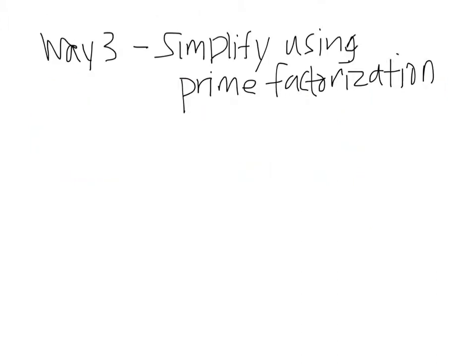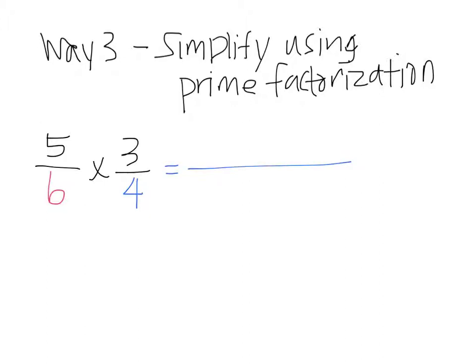Same problem. This time you're going to simplify using prime factorization. So think back to the beginning of the year. So I have 5/6 times 3/4. Okay? So 6 and 4, are they prime numbers? Are 5 and 3 prime numbers? So I can't do anything with the 5 and the 3, okay? So I'm going to leave 5 and 3 on top, okay? But I know that 6 and 4 can be broken down, and you can prime factorize 6 and 4.